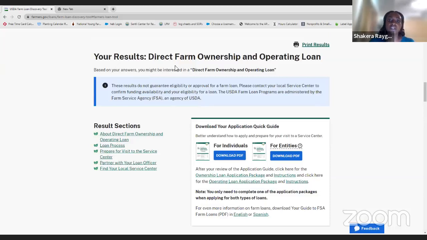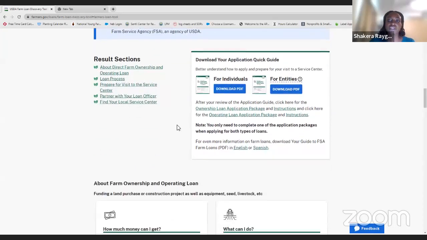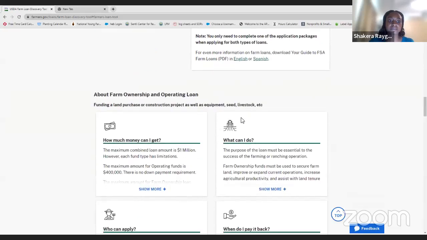So your results here will show that you want to apply for a direct farm ownership and operating loan. So you'll get both together and you can apply as an individual or as an entity. So if you're operating as an LLC, that would be your application. There's a couple of extra forms for that application. And so also if you're an individual, there's a guide for you for that. So we're going to come down here.